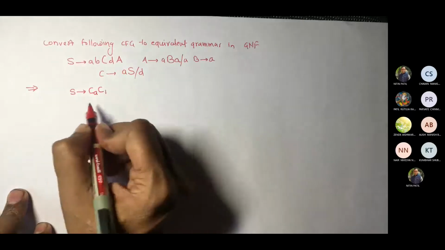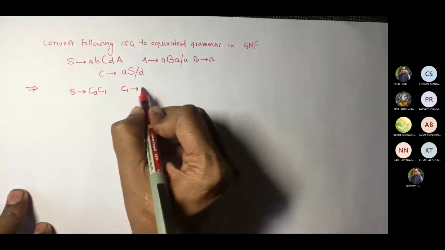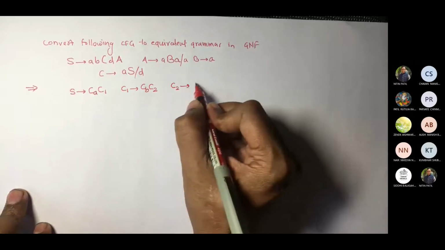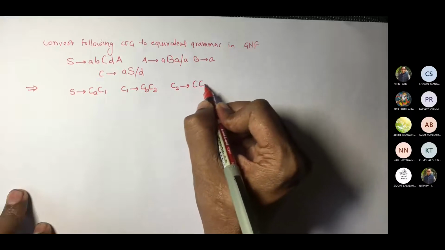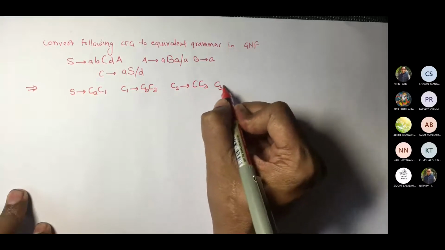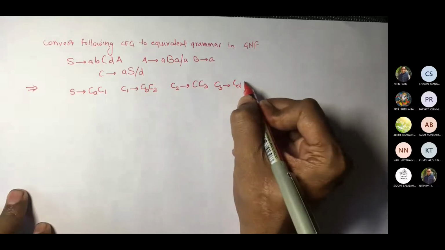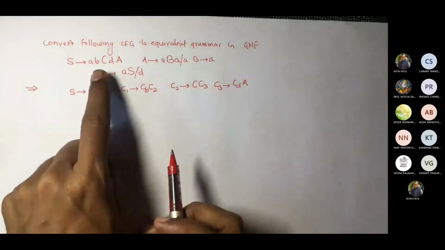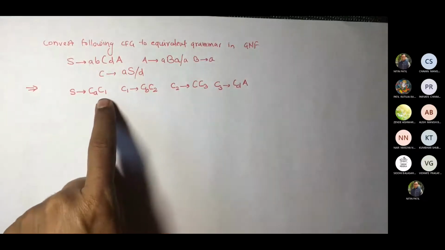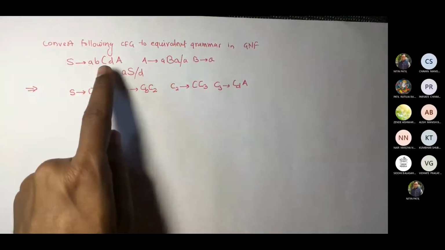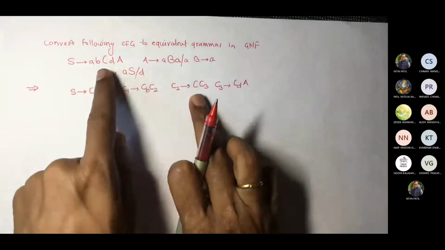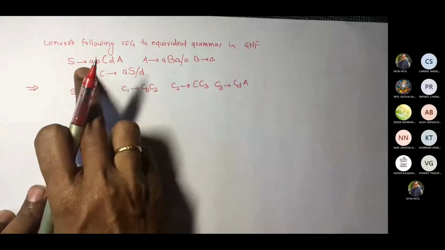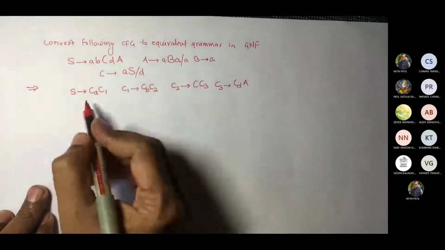S gives CA C1, C1 gives CB C2, C2 gives C C3, C3 gives CD A. Correct. So 1, 2, 3, 4, 5. So CA, the rest of the thing I called C1. Now C1's first element would be CB, and the rest would be C2. So C2 starts with C, C3, and C3 gives CD A. Right. So we converted this S production to this.